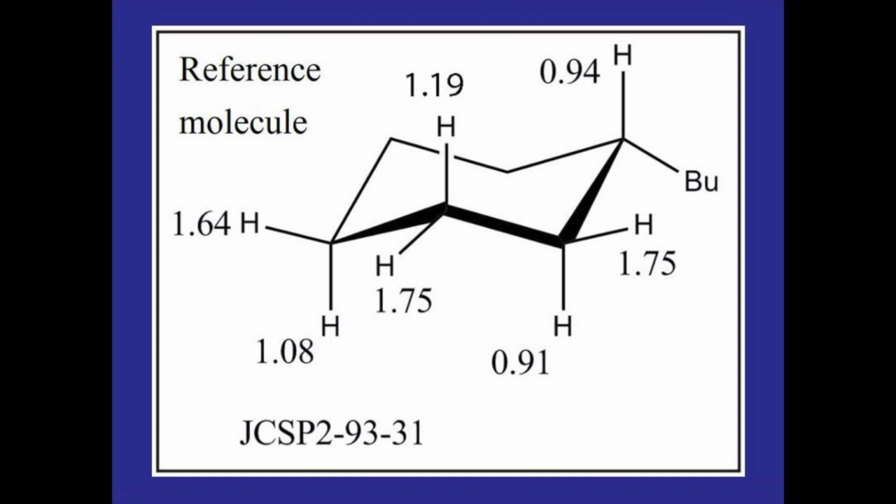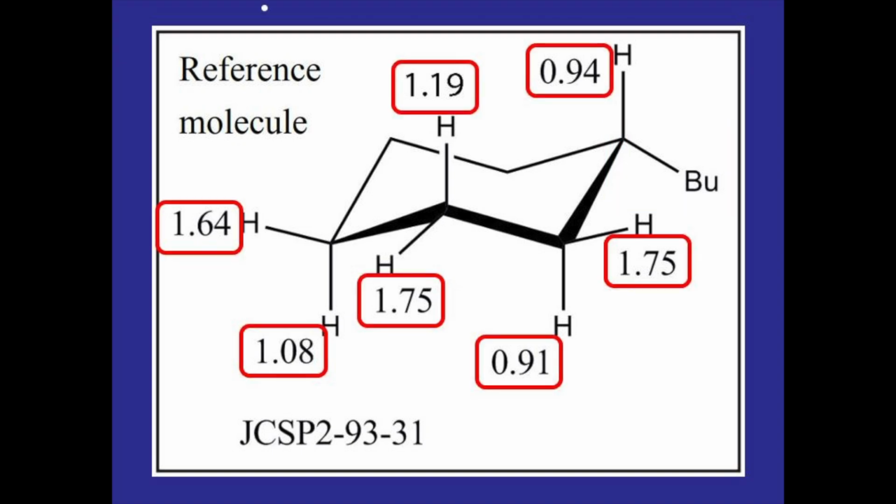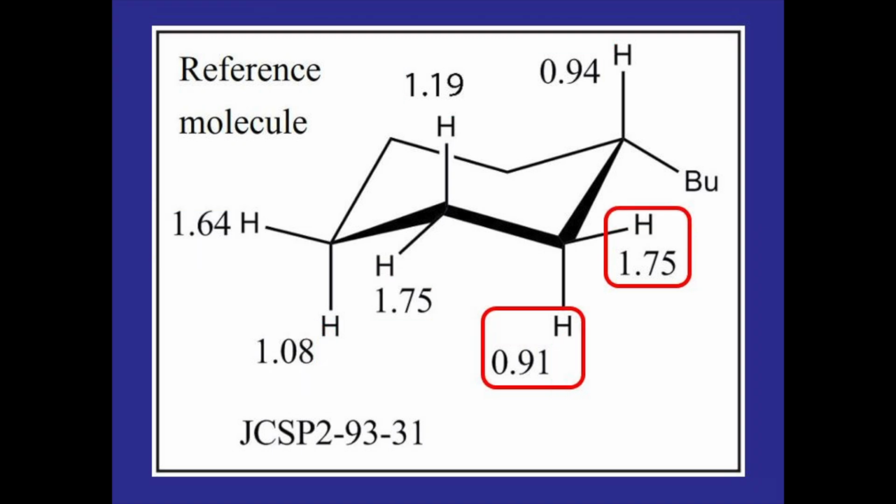And it's called a reference molecule because this is a different compound from cyclohexanol. We have a butyl group here instead of an alcohol group. So obviously the chemical shift values given for all of these hydrogens are going to be a little bit different than our product, but we can learn some important things from these values. For example, if we look at these two hydrogens, we can see that the equatorial hydrogen is more deshielded than the axial one attached to the same carbon.